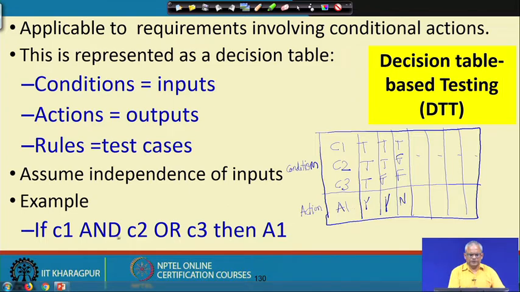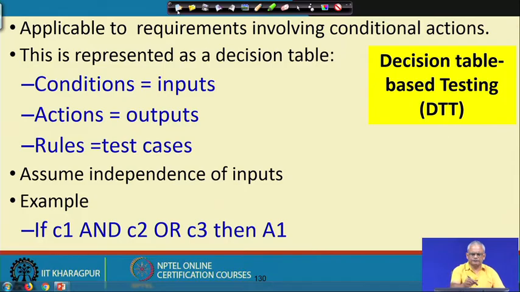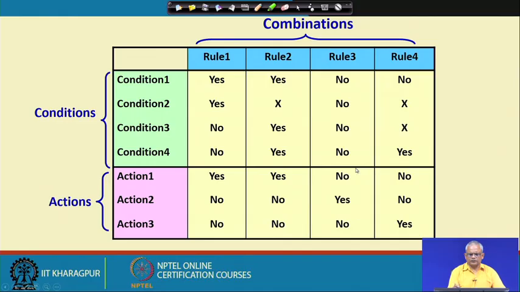Given a simple expression, we should be able to write the decision table for that, and these become the test cases in decision table based testing. So, the idea here is that we write the conditions in the top rows, actions in the bottom rows, and consider various combinations of conditions, and each of these becomes a test case and we call them rules.